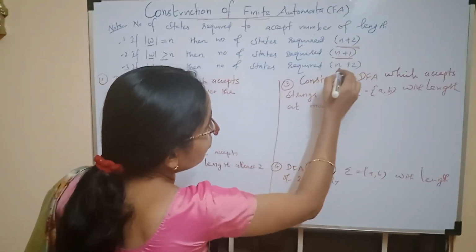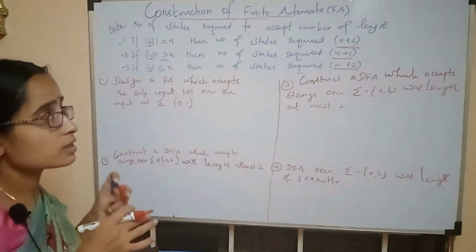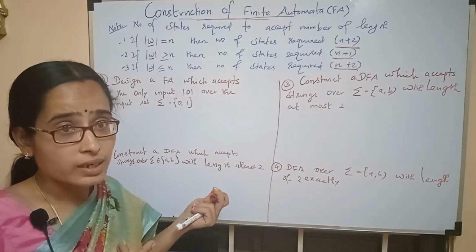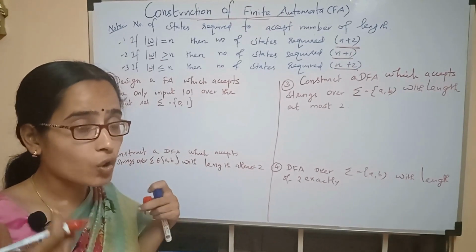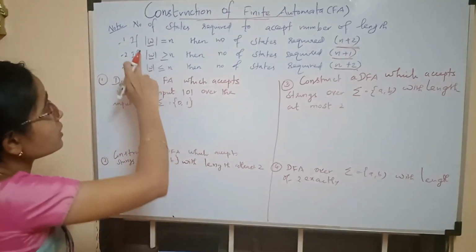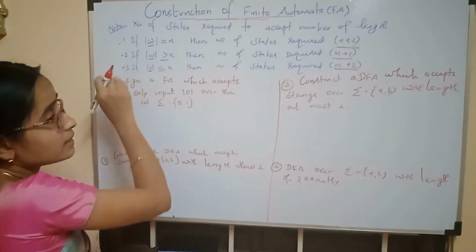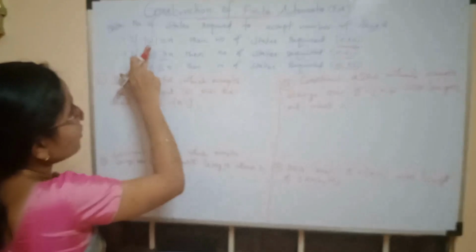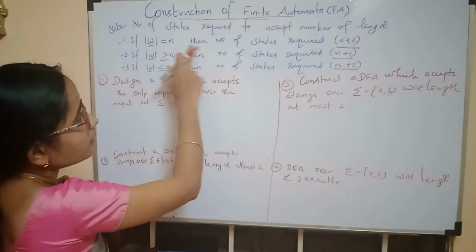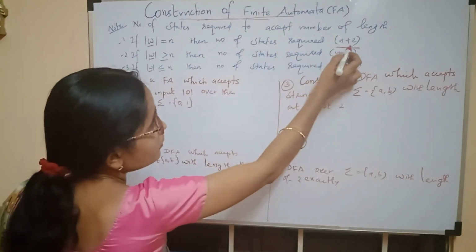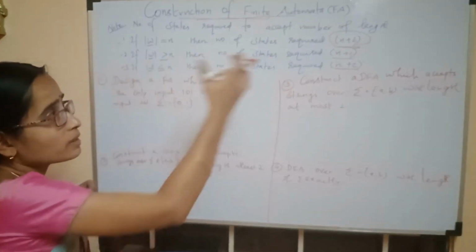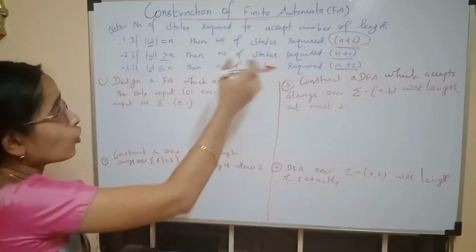Though these three formulas are here to find out the number of states, you have to apply your own logic also in some kinds of situations. First of all you just have three formulas. The first formula says whenever the length of string w is equal to n, then the number of states required is n plus 2. Just remember that formula.